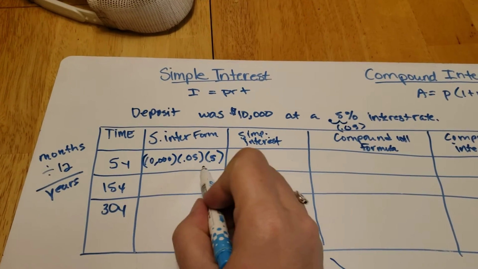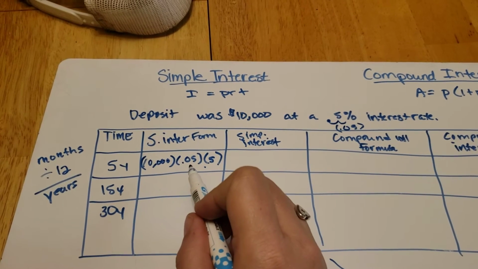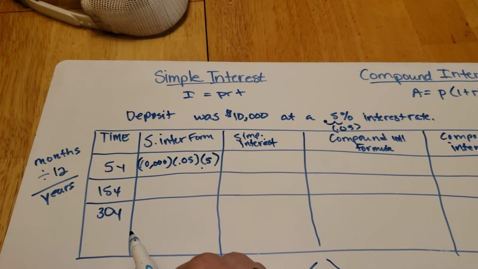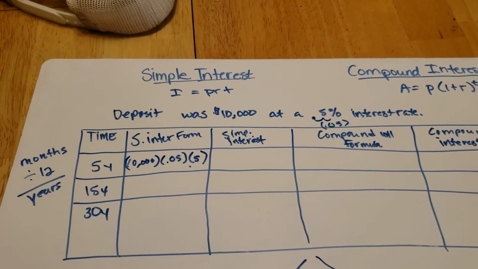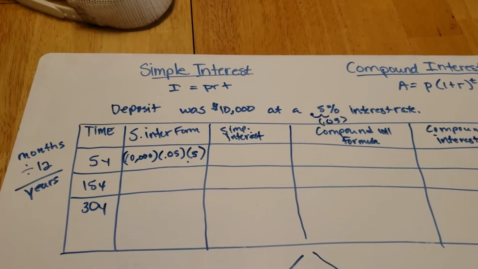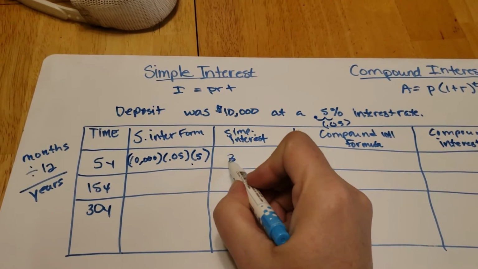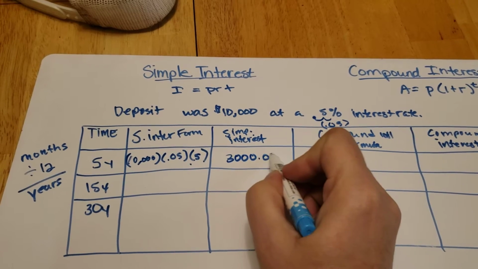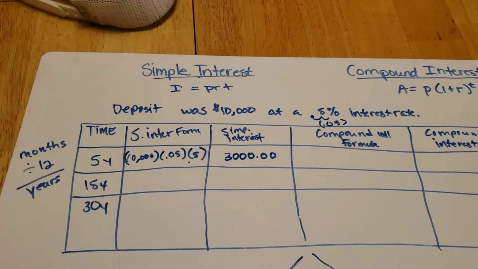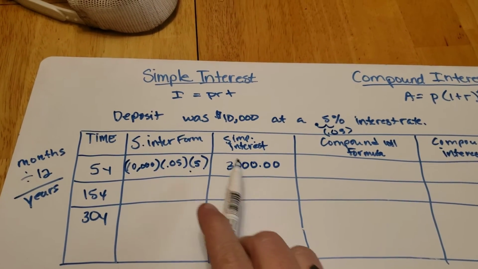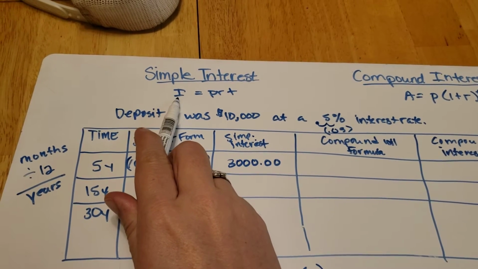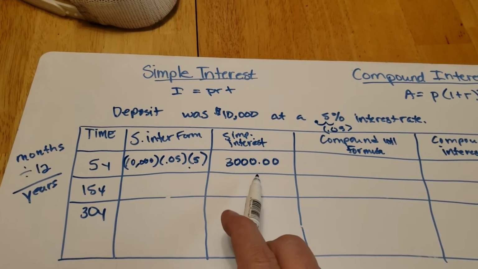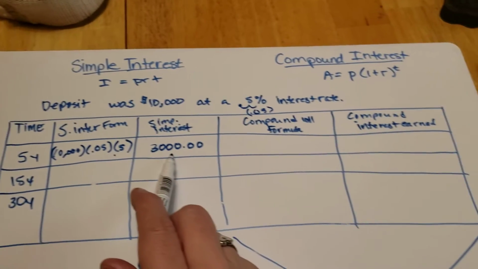Whenever you put all of this into your calculator, it doesn't matter what order you put it in because they're all being multiplied, so it doesn't change the outcome of the product. Okay, so I believe that one was $3,000 whenever you got finished multiplying that. That's just the interest, though. This formula only gives you the interest, and that's what the table is actually asking you for.